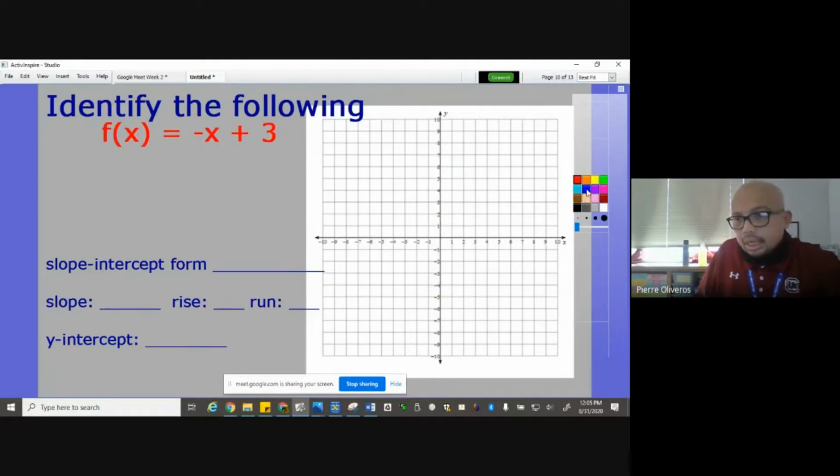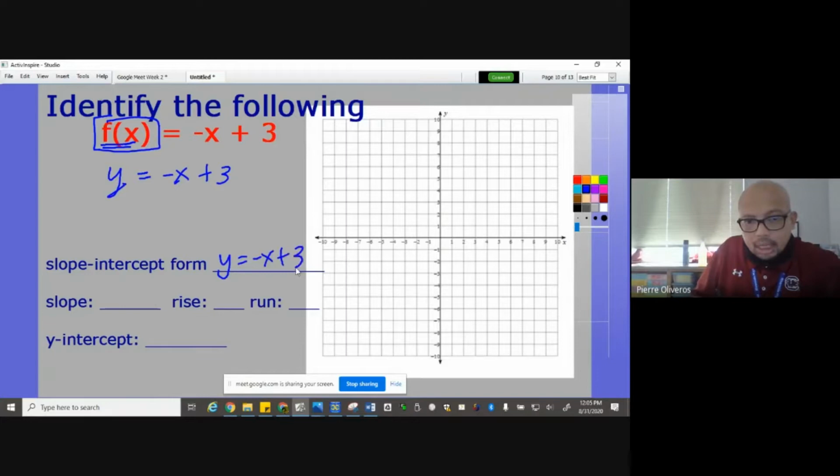Next here, what if you're given an f of x? Remember, f of x is the same thing as the y. They mean the same thing. This is a notation for function. This is a y value of a linear equation. So y equals negative x plus 3. Very simple. That's all you have to do there. So this is your slope intercept form. y equals negative x plus 3.